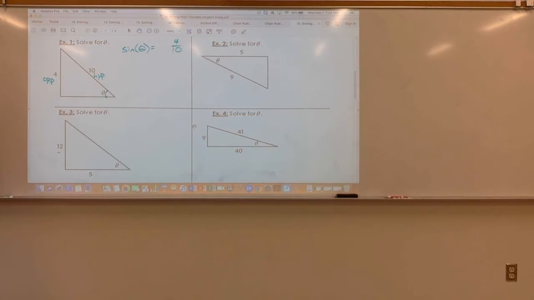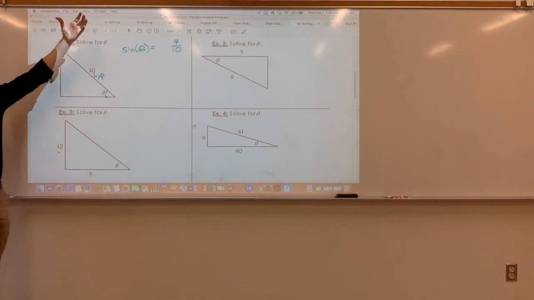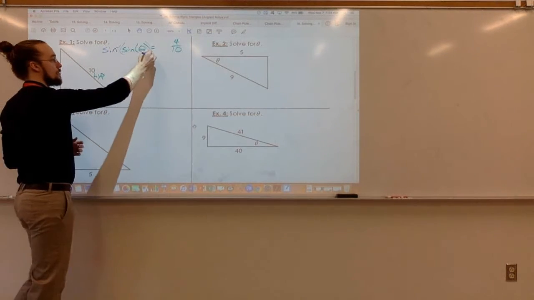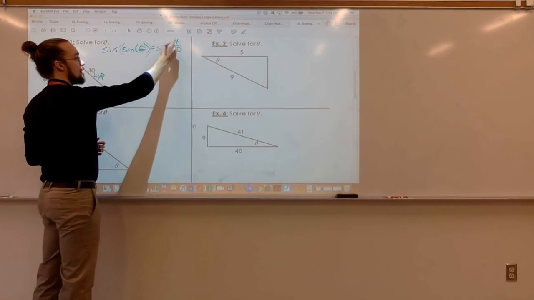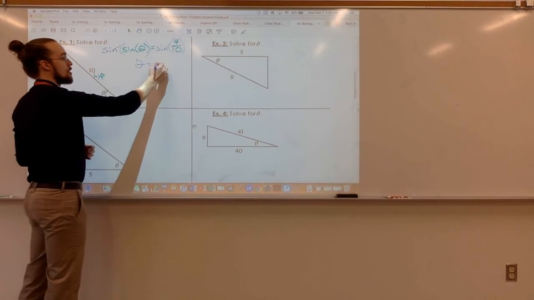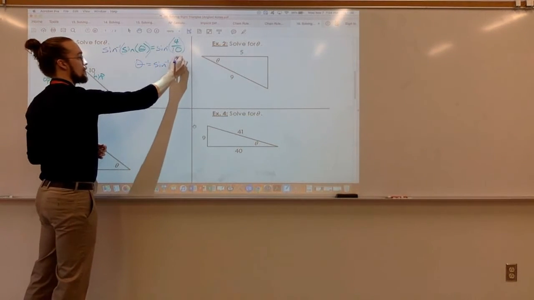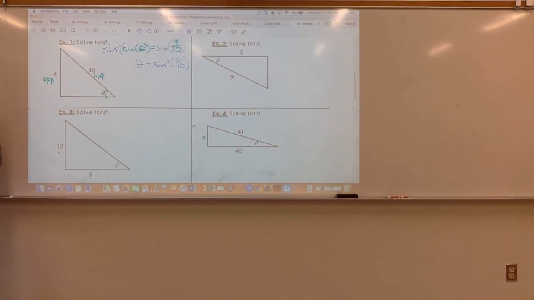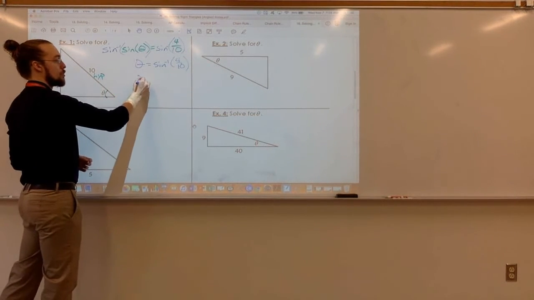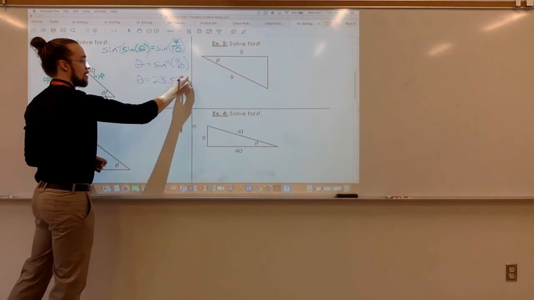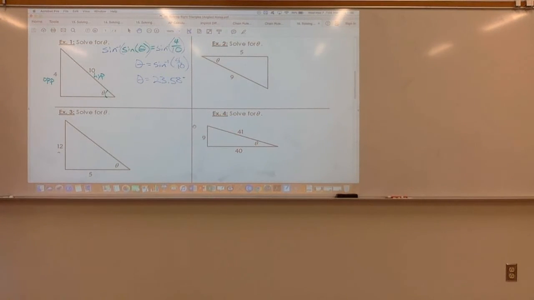Alright, so now we're going to take the inverse sine of both sides of the equation. What we end up with then is theta equals the inverse sine of 4 over 10, and that we just put into the calculator. And it's 23.58. So theta is 23.58 degrees.